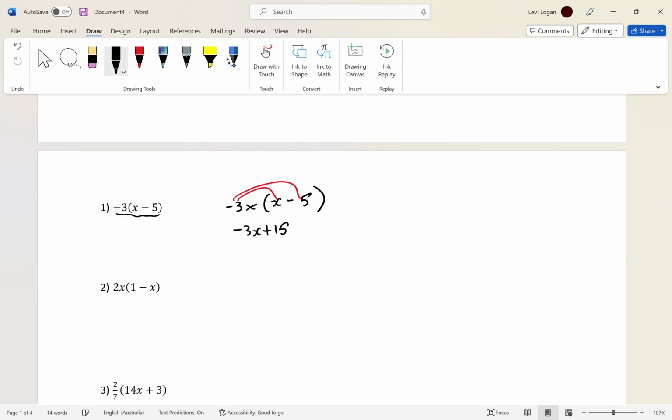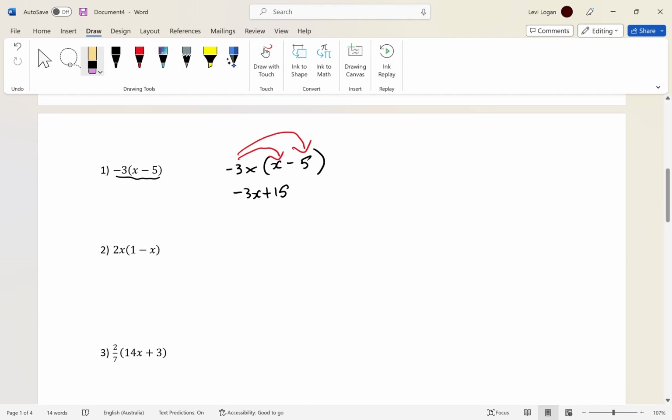And that's all you have to do, just expand it. You put the -3, multiply it by the x, put the -3, multiply it by the -5. And that's it, expanded and simplified. Because this 3x term is not the same as this, because this has an x here, and this is just a number here.